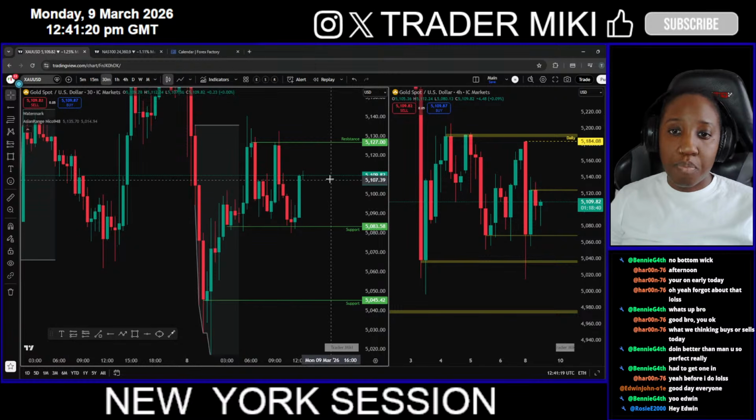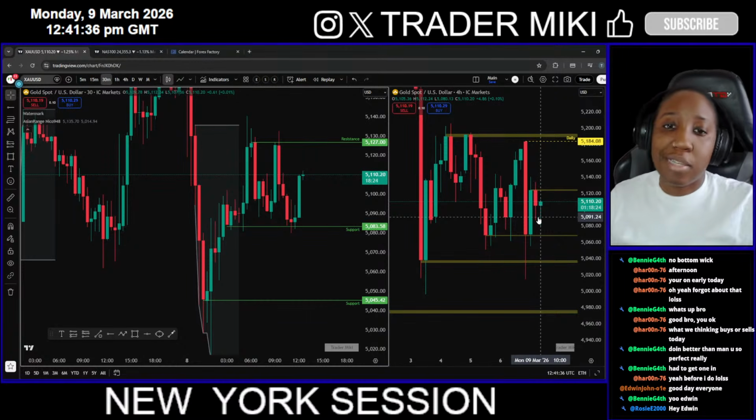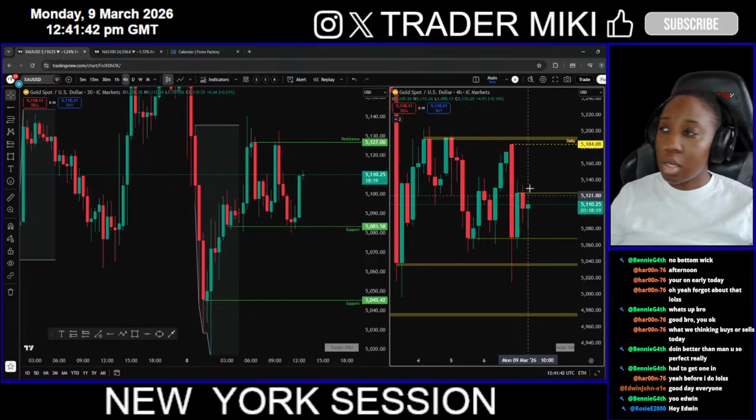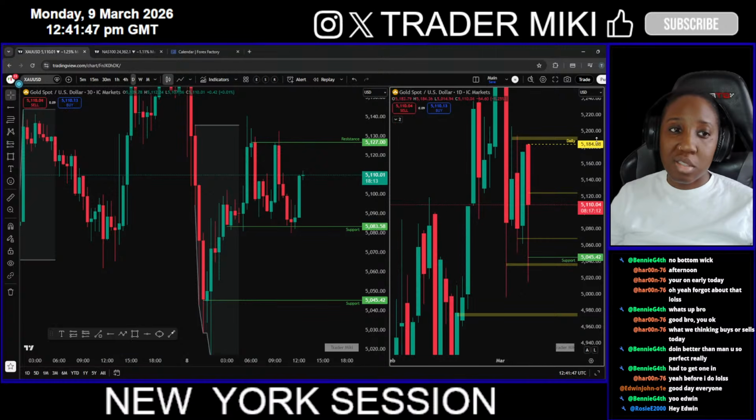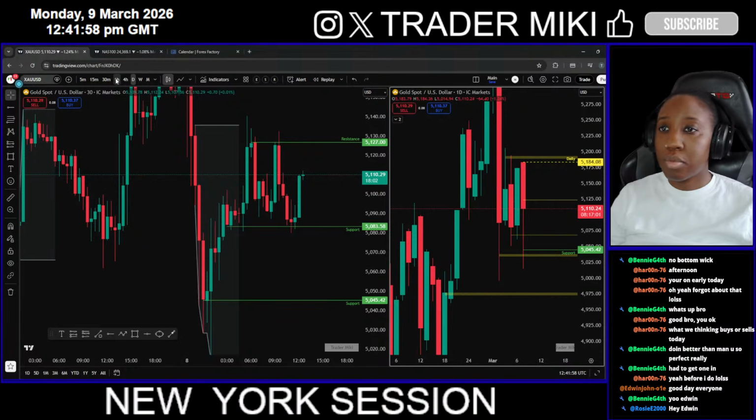I'm thinking either we break this support and continue down before this 4-hour candle closes, or we push up, break above this resistance, and then we get further buyers back to the top of the range. Those are my 2 trade ideas for today. I do prefer the sells because it's in line with the daily candle. Daily candle's very bearish at the moment. But I wouldn't be surprised if we pushed up from this support.